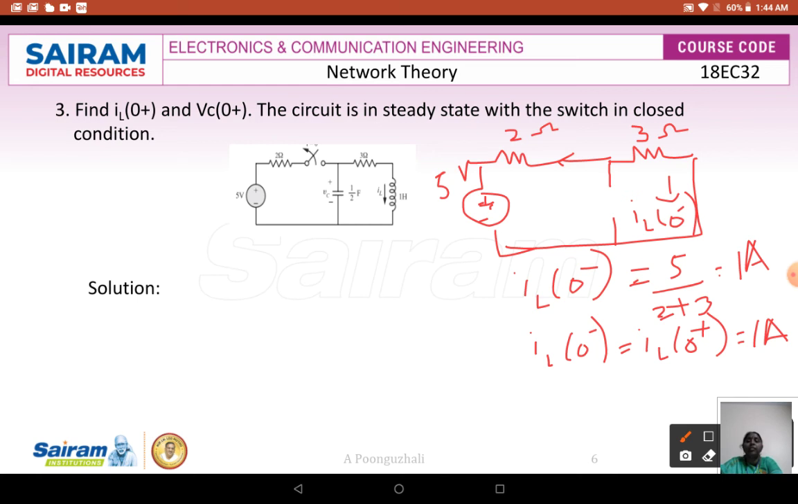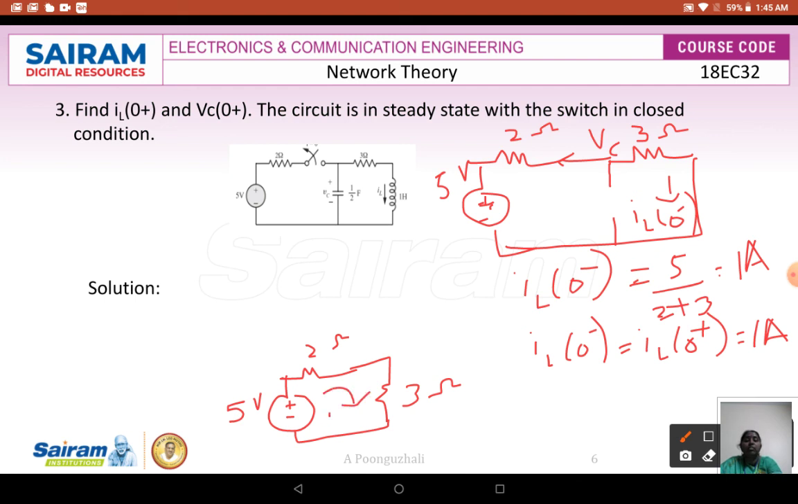Next we are supposed to find your VC of 0 plus. VC of 0 plus is found when the switch is closed. VC is nothing but the voltage at this point, which is the drop across this 3 ohm resistance. Now if I redraw the circuit, I will have this 2 ohms, this 3 ohms, and this 5 volts. Your current is going to be I.